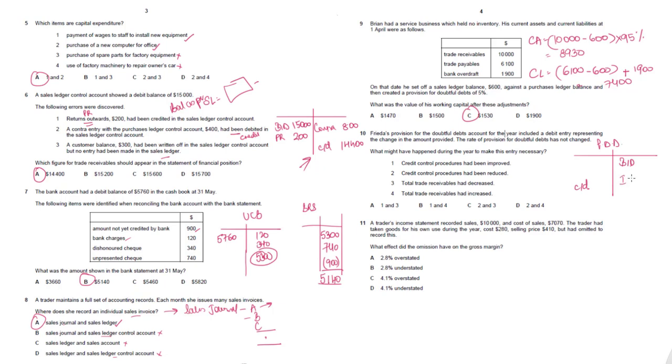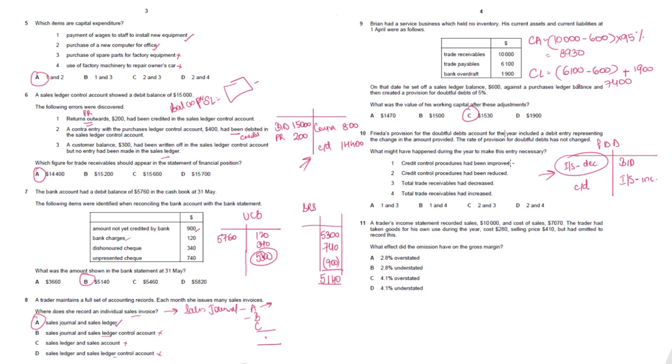If it is a credit side entry, that means you are increasing the doubtful debts balance. If the entry is on the debit side, it means you're decreasing the doubtful debts balance. For this question, they're telling you that there is an entry on the debit side. So this is important. What might have happened during the year? Credit control procedures had been improved.